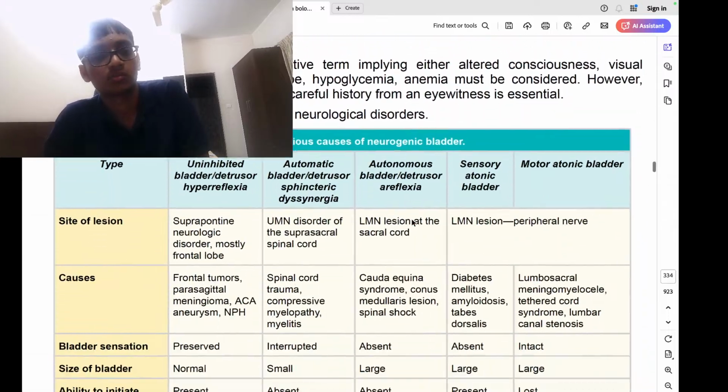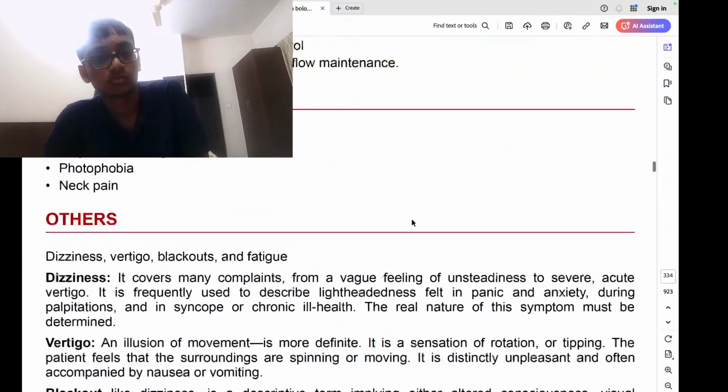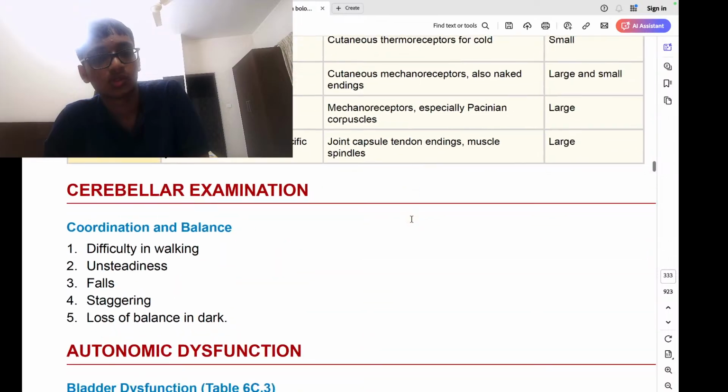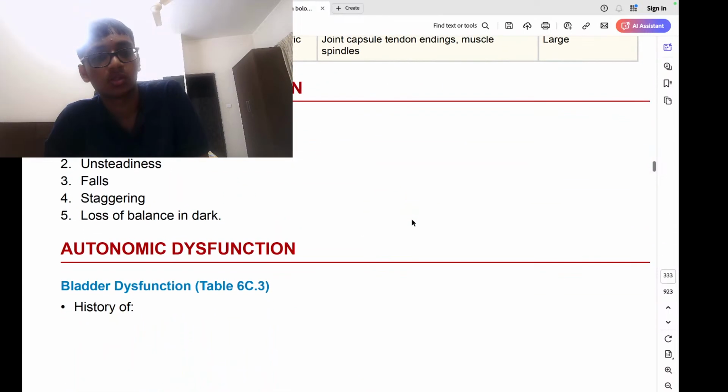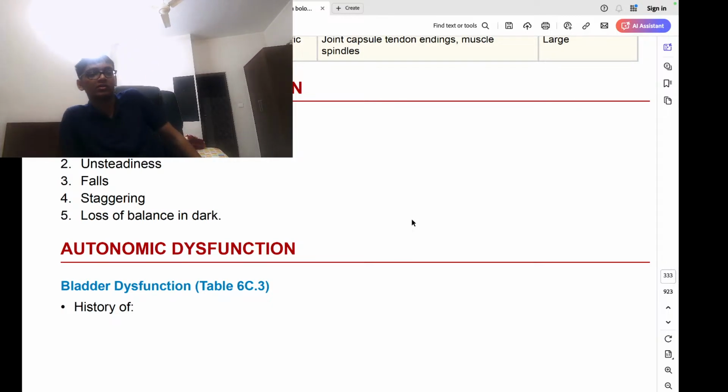cerebellar examination, disordered coordination and balance, difficulty in walking, unsteadiness, falls, staggering, and loss of balance in the dark.